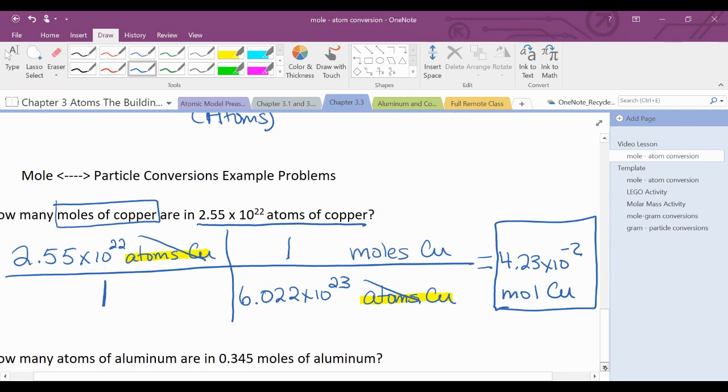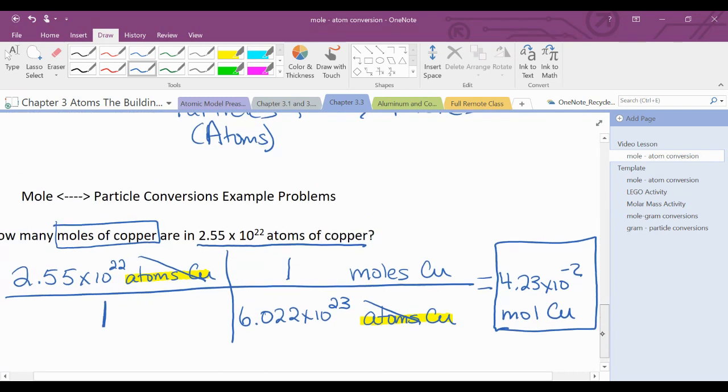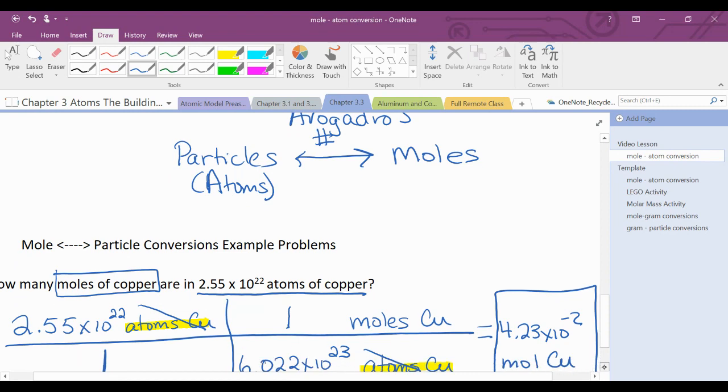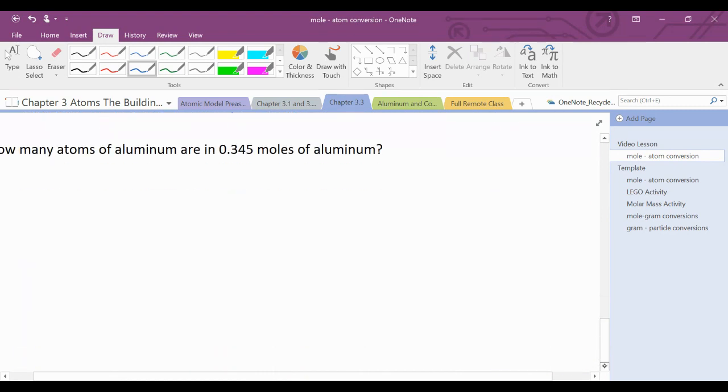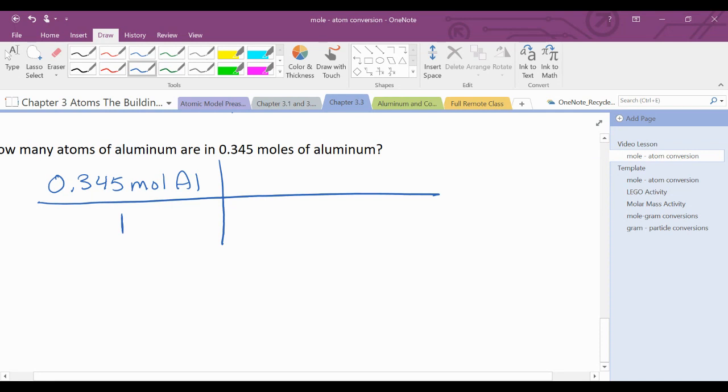We're going to do a second example. This one, we're going to start with moles. We're going to start over here and convert to atoms. So I'm going to start with 0.345 moles of aluminum. I'm going to put a placeholder here.